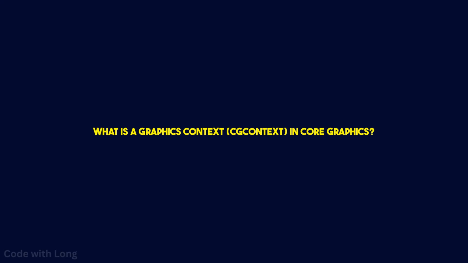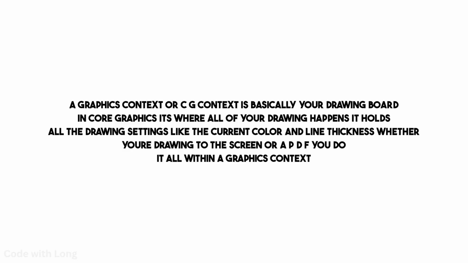What is a graphics context, CG context, in Core Graphics? A graphics context, or CG context, is basically your drawing board in Core Graphics. It's where all of your drawing happens. It holds all the drawing settings, like the current color and line thickness. Whether you're drawing to the screen or a PDF, you do it all within a graphics context.